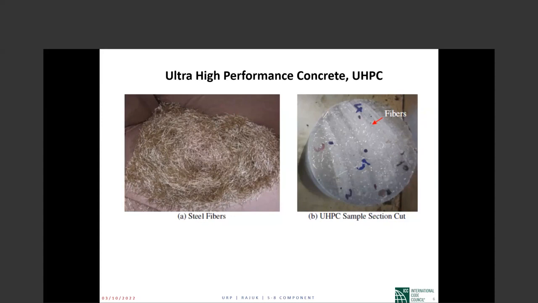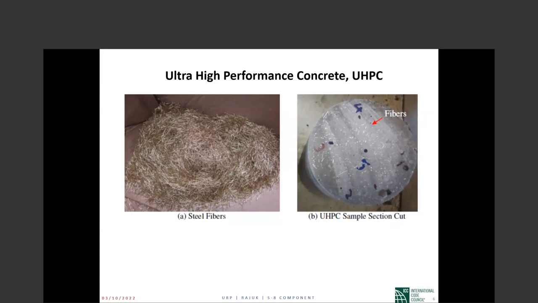Now, you hear about this material on and off, probably. In the US, it's becoming a lot more popular than even 5 years ago. People are seeing its advantages, and it is being used in a variety of situations in bridges. What makes this an ultra high performance material is the special steel fibers in the concrete that you see on the left side.